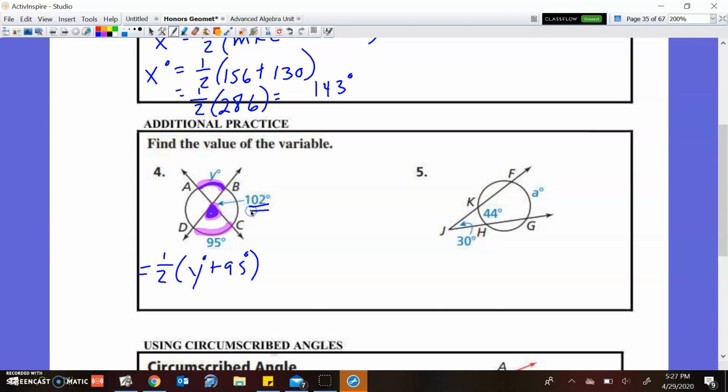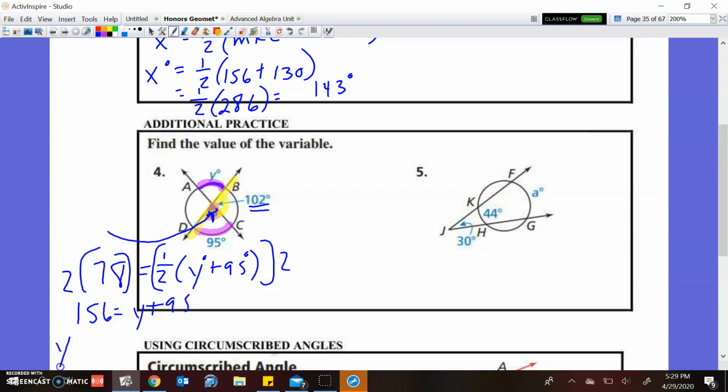If this is 102, these angles are supplementary. So that means that this is 102. This here is going to be 78. So I can now say 78, because that's the measure of this angle right in there. 78 is equal to 1/2 of y plus 95. Okay, we're close to the end. So then I would multiply both sides by 2. So 2 times 78 is going to give me 156. And then I have y plus 95. I'd subtract 95 on both sides. So I find the value of y is going to be 61 degrees.